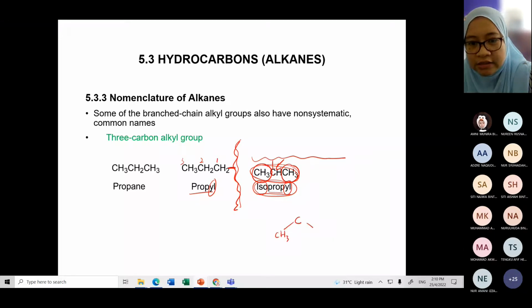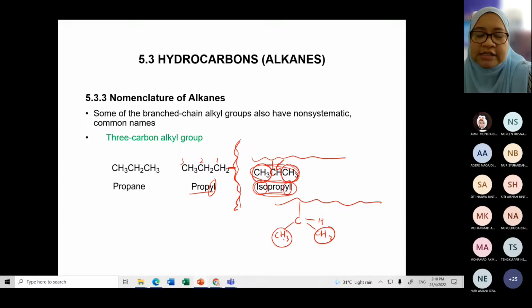CH3, CH3, and then there is an H, then you have the parent. So this CH3, CH3 represents the iso. Iso represents this same methyl group attached to the carbon that is directly attached to the parent. Alright, isopropyl, when it is attached to carbon number 2 of the propyl group.